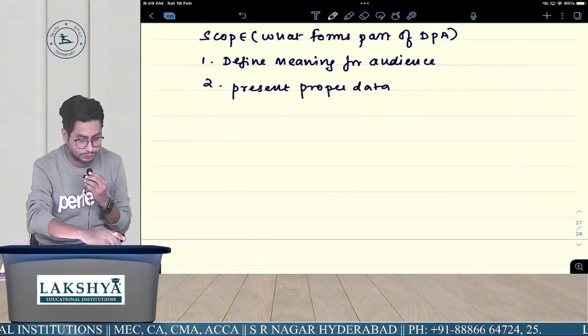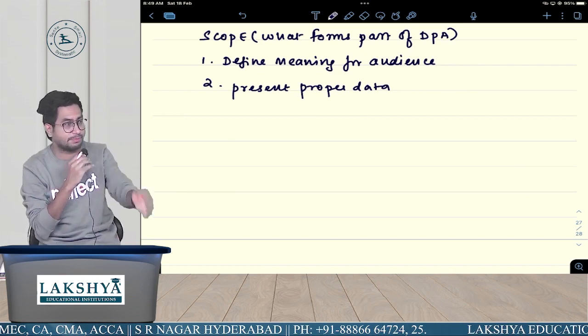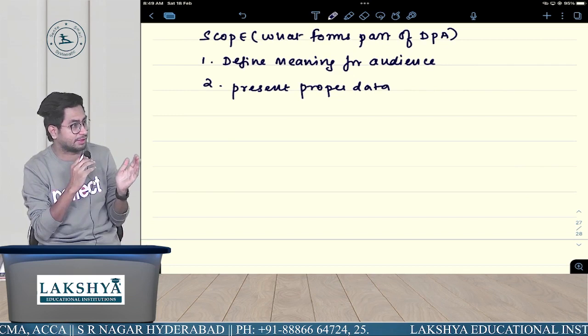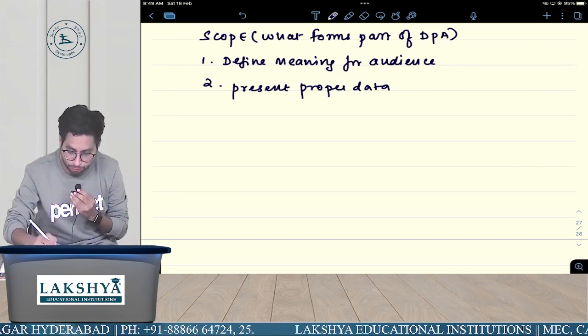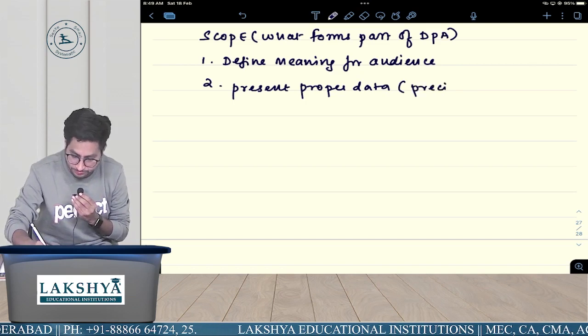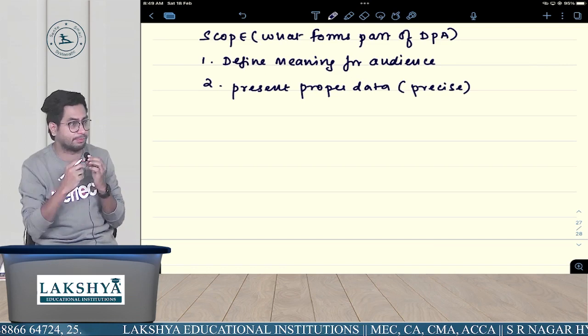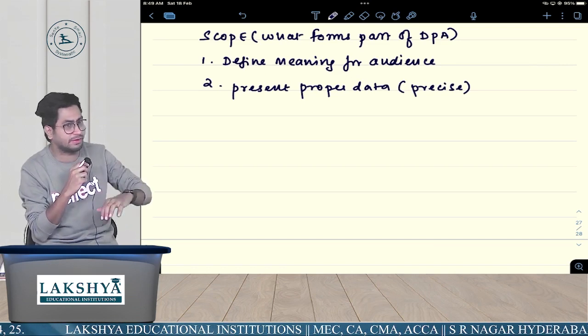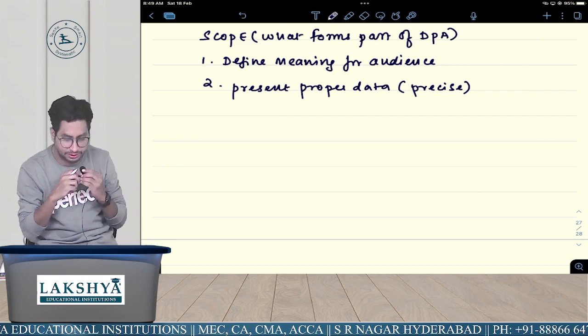Next. So first what will I do? I will determine the meaning. Then I should present proper data. What do we mean by proper data? Does proper data mean huge quantities of data or data in a precise manner? Proper data means precise data. Precise means to the point. Clear? Precise means to the point. Unnecessary data should be eliminated.